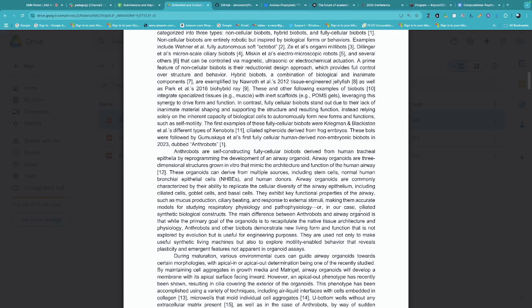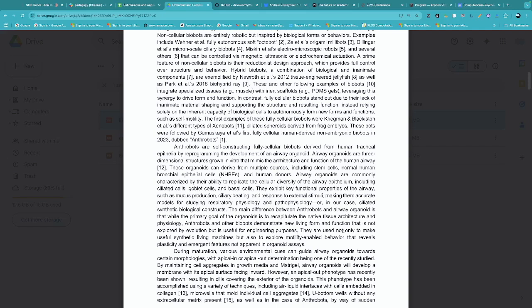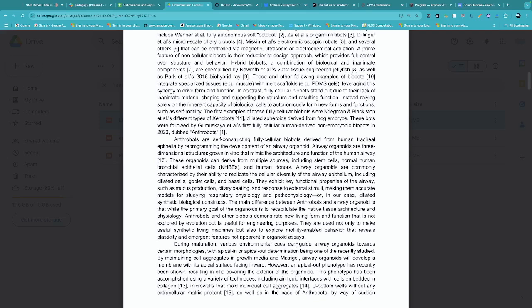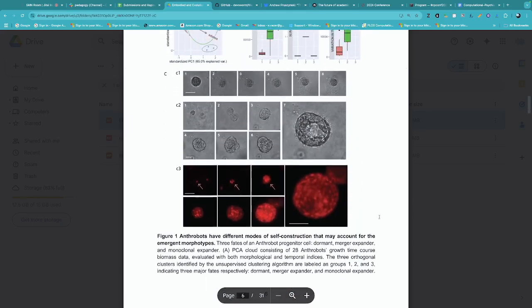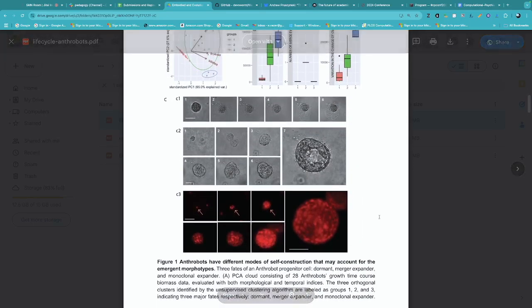And so what they want here are these ciliated synthetic biological constructs. They want to understand those, and how those cells integrate into that structure. The main difference between Anthrobots and airway organoids is that while the primary goal of organoids is to recapitulate the native tissue architecture and physiology, Anthrobots and other biobots demonstrate new living forms and functions not explored by evolution but useful for engineering purposes. They are used not only to make useful synthetic living machines, but also to explore motility-enabled behavior that reveals plasticity and emergent features not apparent in organoid assays. So this is a little bit about the Anthrobots.